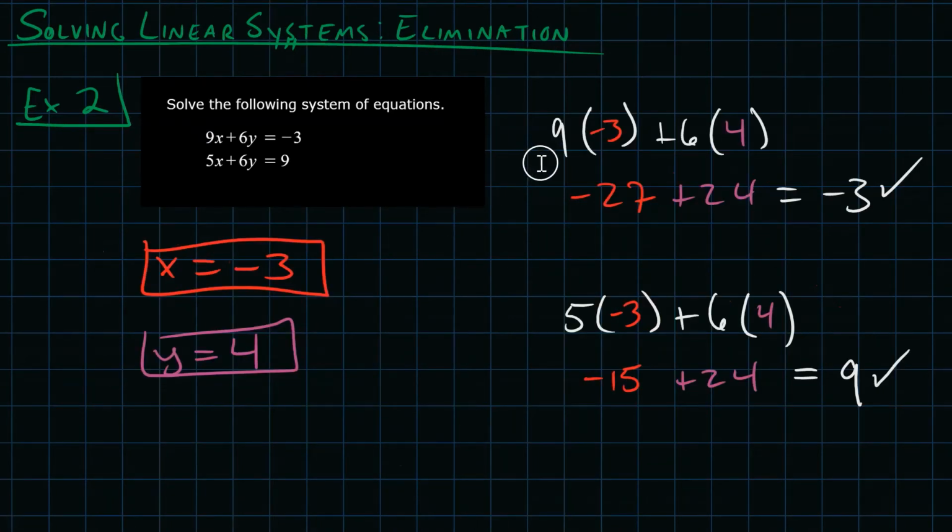Once again, we can check our work by substituting the values negative 3 back in for x. In the first equation, 9 times negative 3 gives us negative 27. And our y value, 4 for y, as 6 times 4 is 24 here. When we add these together, we get negative 3. 5 times negative 3 is negative 15. 6 times 4 is 24. Adding these two values together gives us 9. So our equations are both proven true.